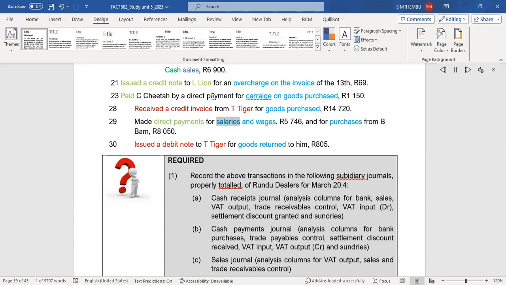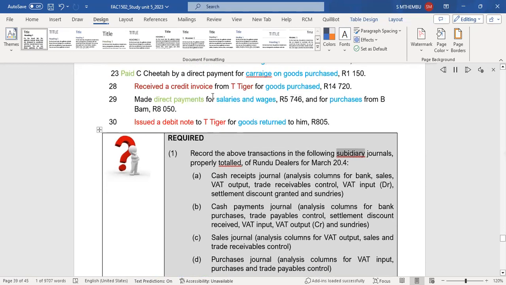Made direct payments for salaries and wages R5746 and for purchases from BBAM R8050. Issued a debit note to T Tiger for goods returned to him, R805. Required: Record the above transactions in the following subsidiary journals, properly totaled, of Runda Dealers for March 20.4.